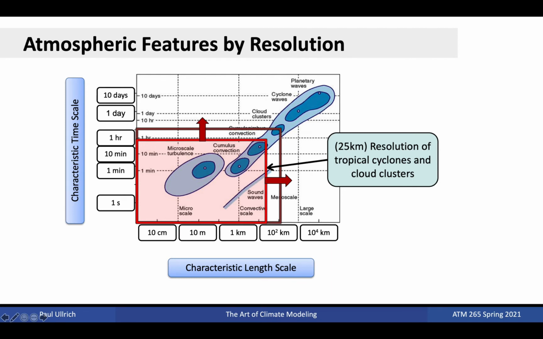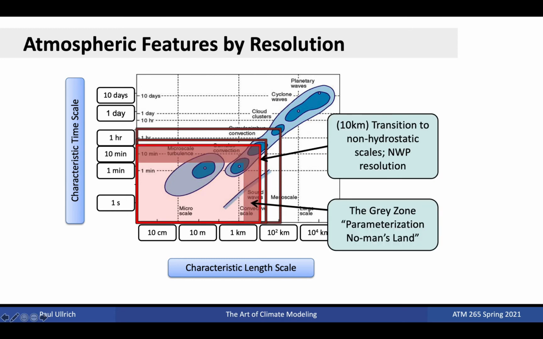Typical high-resolution modeling systems operate at grid spacing of 25 kilometers, or around a quarter of a degree. At these scales, tropical cyclones and cloud clusters can now be represented in the model, but most dynamic processes still need to be parameterized. Models at this resolution can still run with a hydrostatic dynamical core and correctly represent the large-scale dynamics.